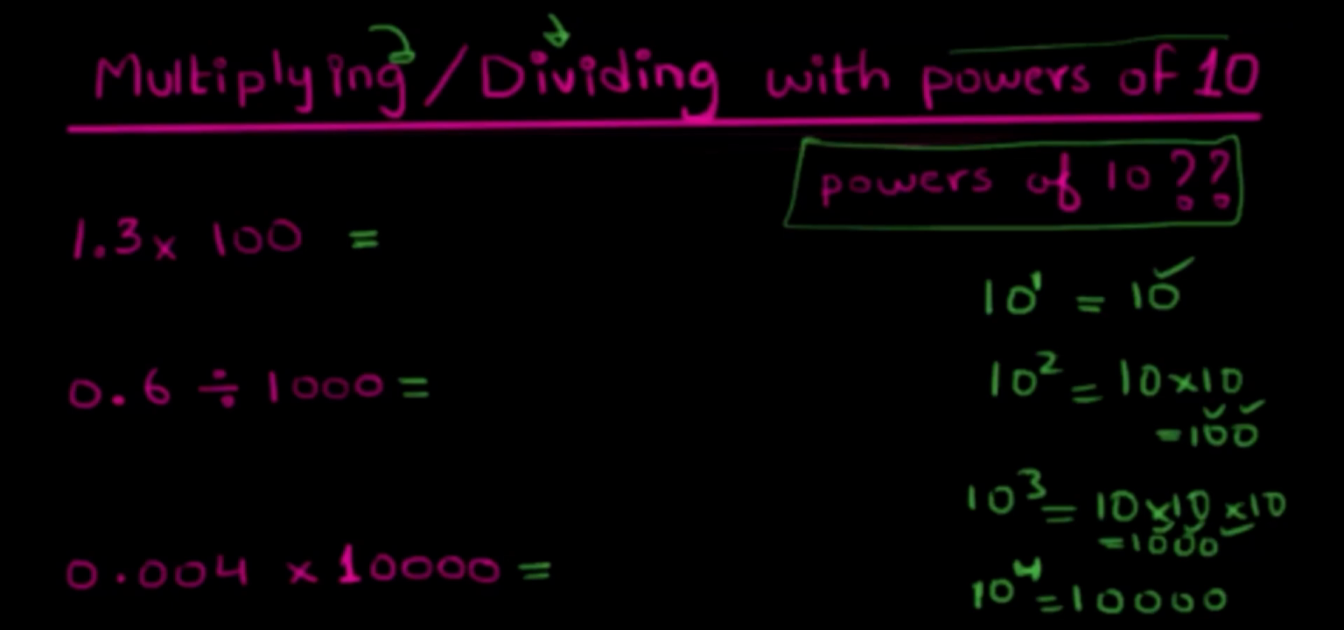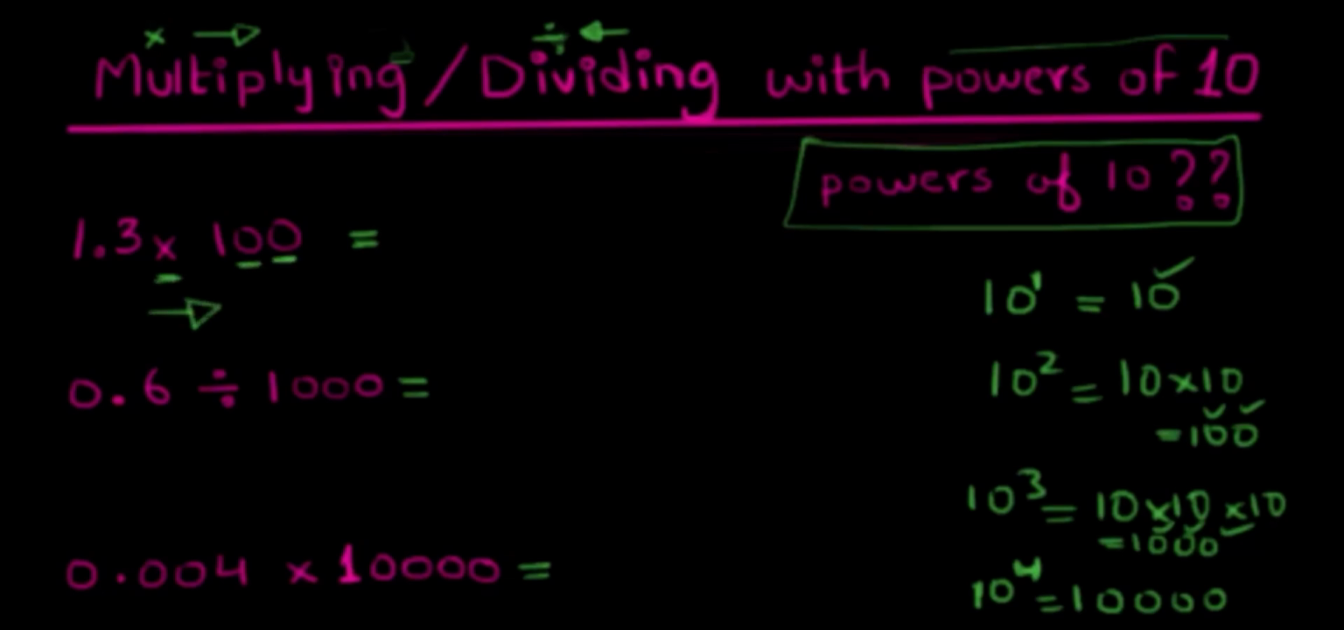What happens is when you're multiplying, the decimal moves forward. And when you're dividing, the decimal moves backwards. When you're multiplying, the decimal moves forward. When you're dividing, the decimal moves backwards. That's the only thing we need to remember. So how many digits forward and how many digits backwards? Well, the number of zeros tells you how many digits forward or backwards.